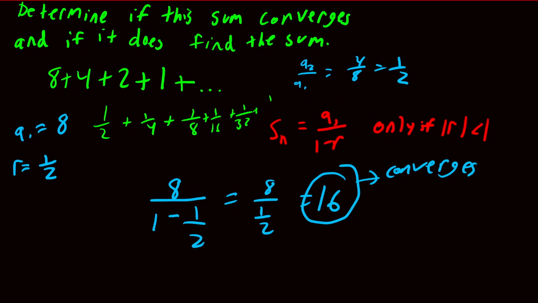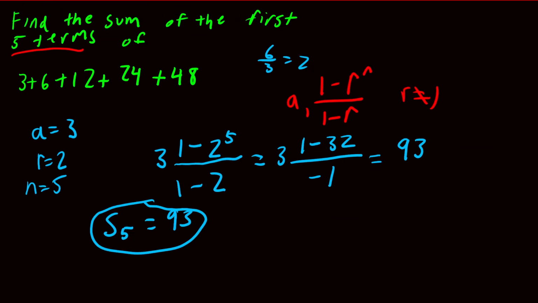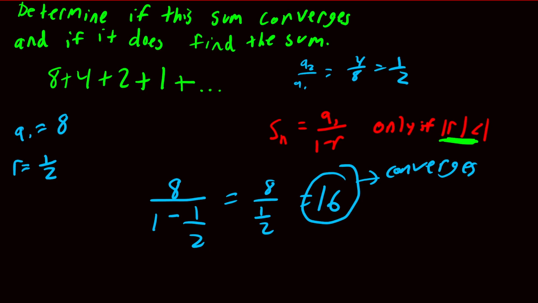All right? So that's why it converges, and that's why you only use this if the ratio is less than 1. You use this formula if it's like a finite set amount, like, okay, find the 5 terms. Easy. Find 7 terms. Okay. Find 2 terms. Easy. But in this one, it doesn't tell you how many terms. It goes on to however many infinite terms. But our ratio, 1/2, 1/2 is less than 1, so we can use that formula.